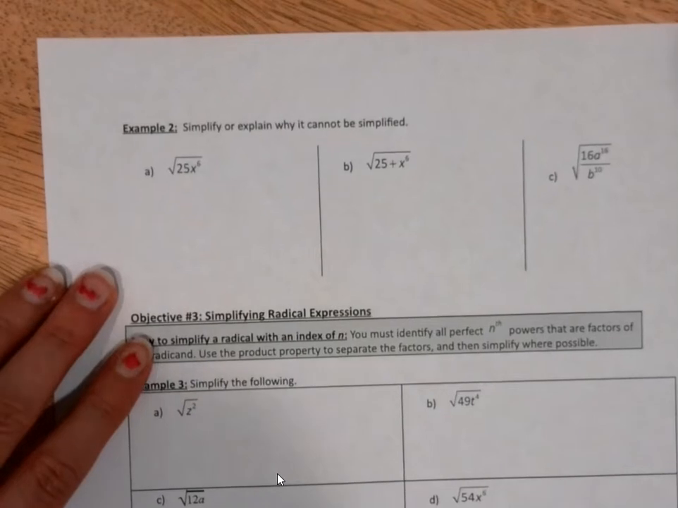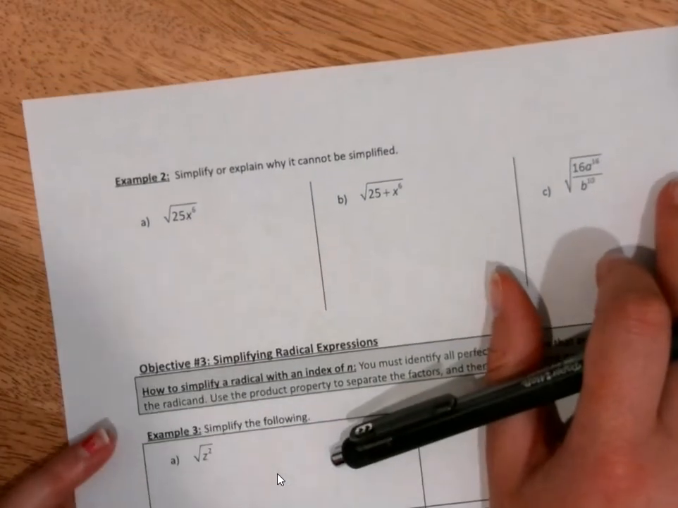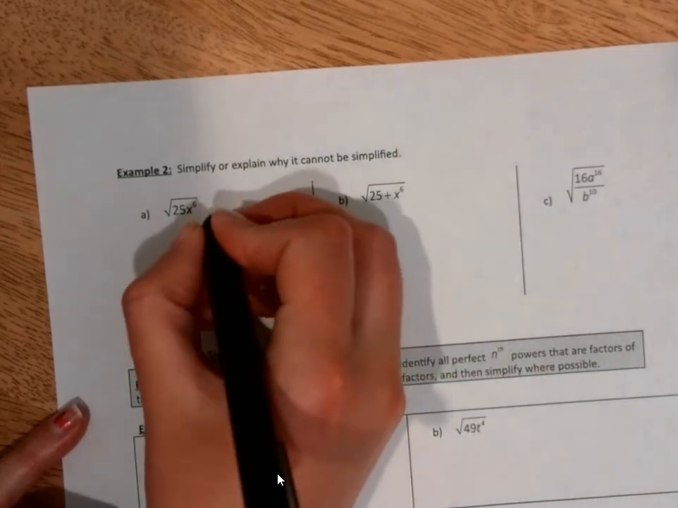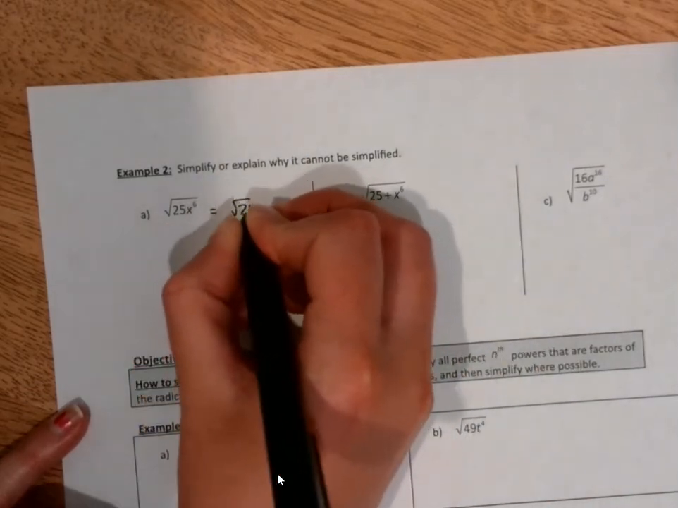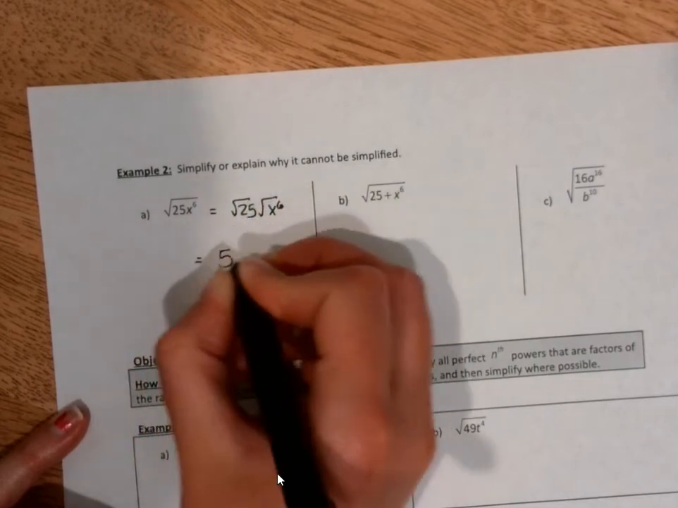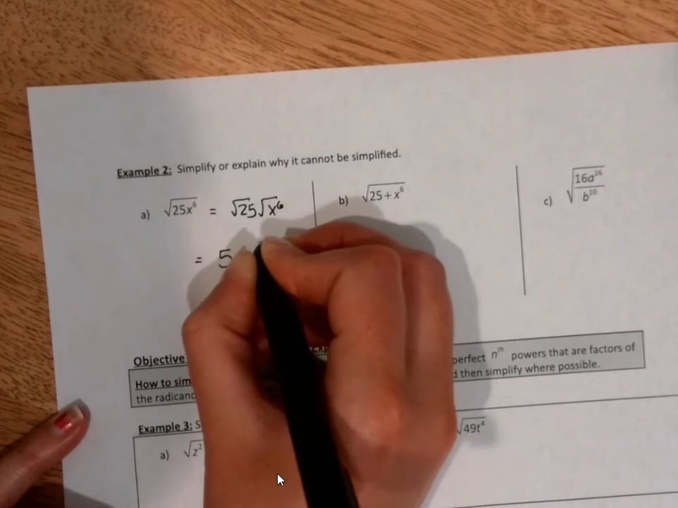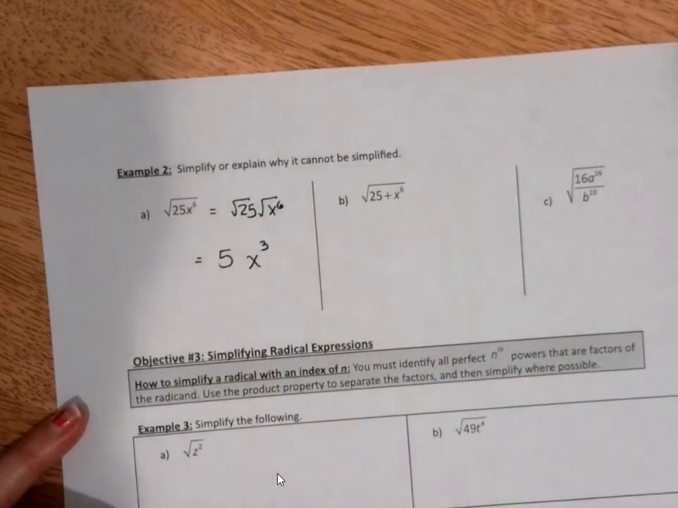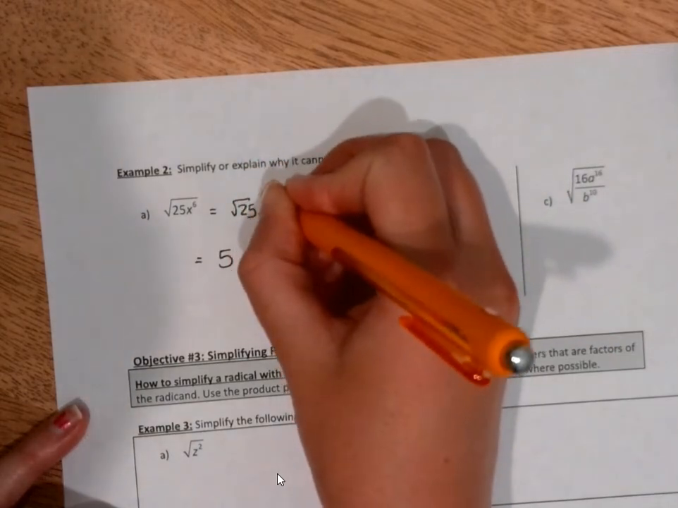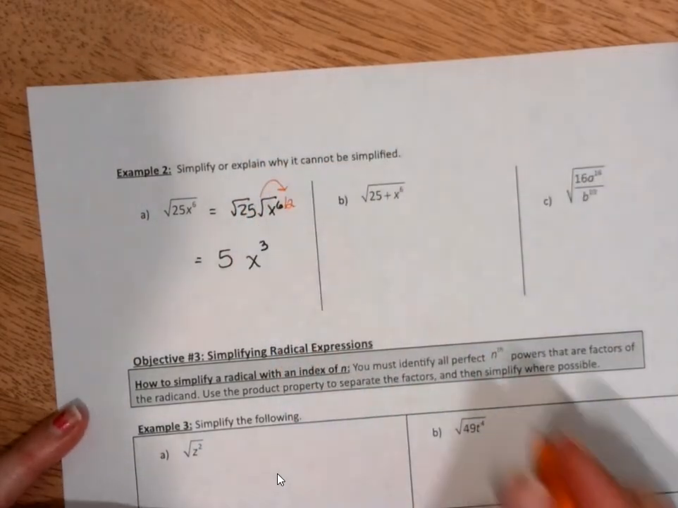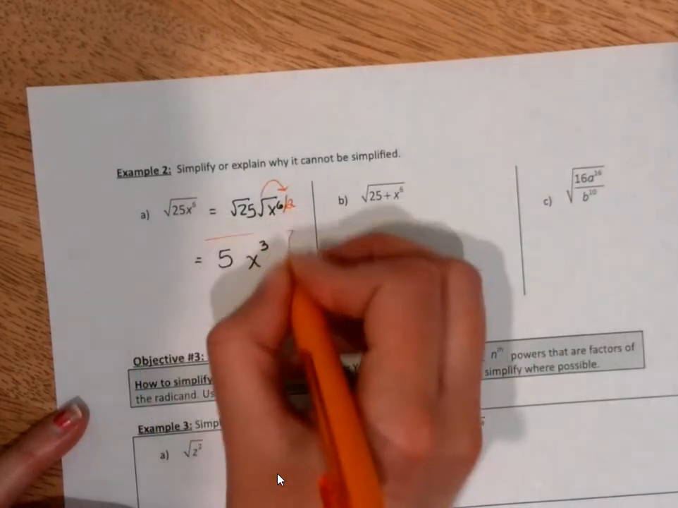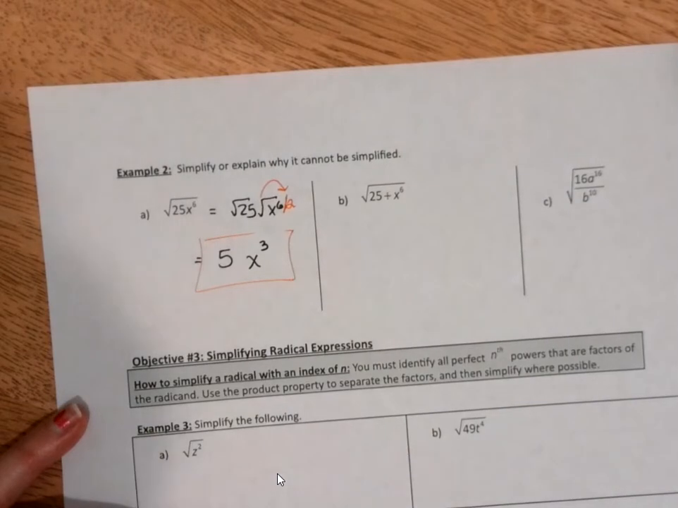Simplify or explain why it cannot be simplified. Okay, this is a product of 25 and x to the 6th, so I can do those separately. And think about the square root of 25 and the square root of x to the 6th. The square root of 25 is 5, and the square root of x to the 6th will be x to the 3rd. Remember that that power comes up and basically divides by 2, which is the index, right? So this is a divide by 2. 6 divided by 2 is 3. So that would be the simplified version, 5x to the 3rd.